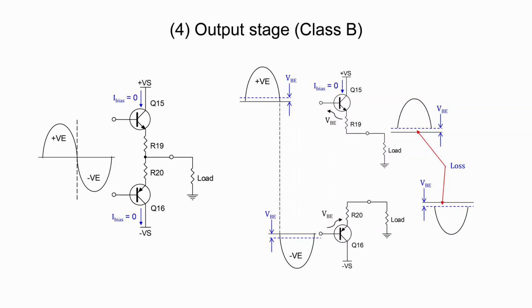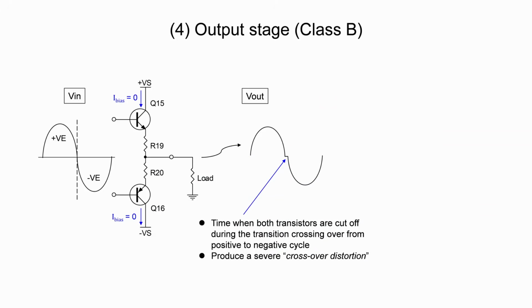Transistor Q16 is turned on by the negative input signal, while Q15 remains in cutoff mode. By the same token, in the beginning the transistor Q16 is in the cutoff mode. It does not amplify anything until the input signal exceeds the base emitter voltage. Again, there is a loss of signal in the transition when the transistor is switched from cutoff to turn-on mode. When we combine the positive and negative cycles of the output waveform, a notch appears in the middle. As a result, this produces the so-called crossover distortion.